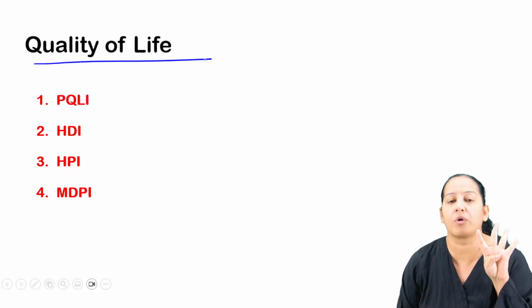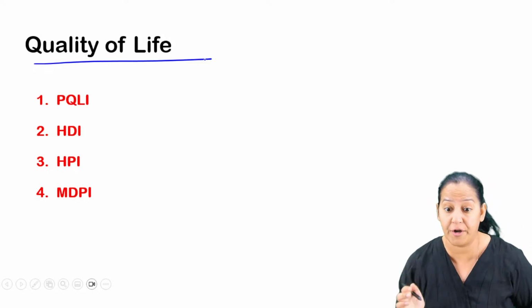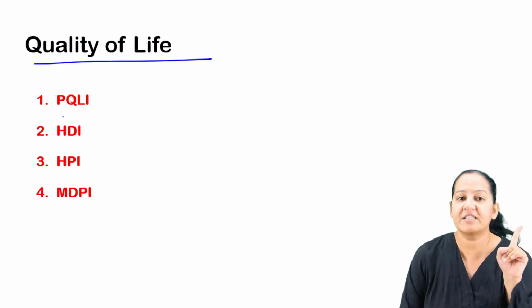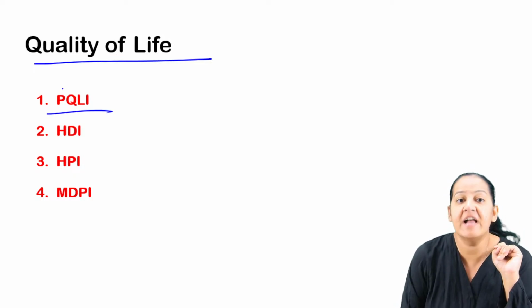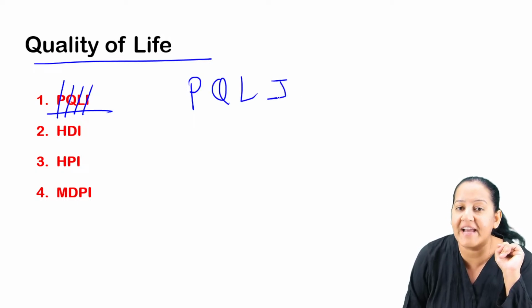So there are four different components, or you can say the criteria, for deciding quality of life. We will discuss them in detail. The first is PQLI. What is the full form of PQLI? Physical Quality of Life Index, PQLI.